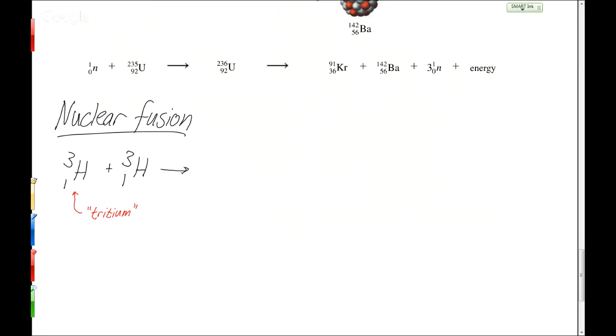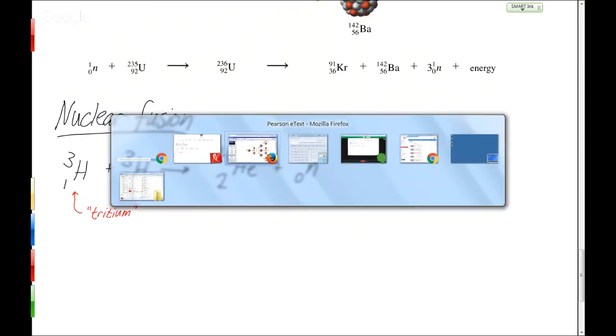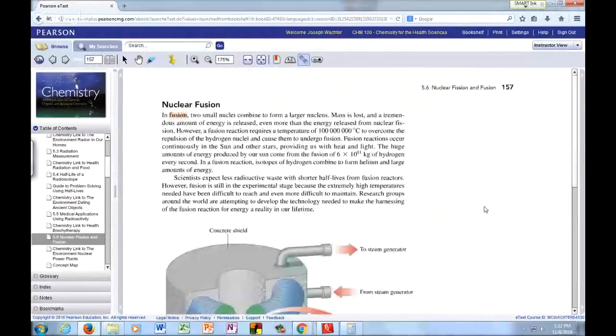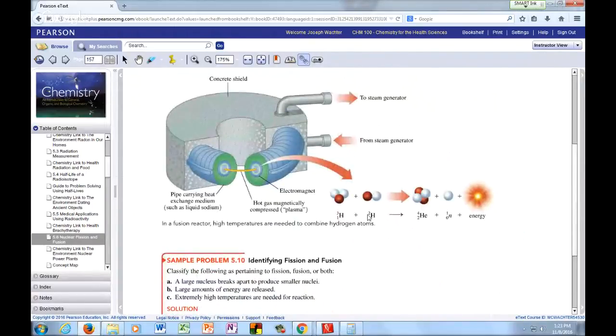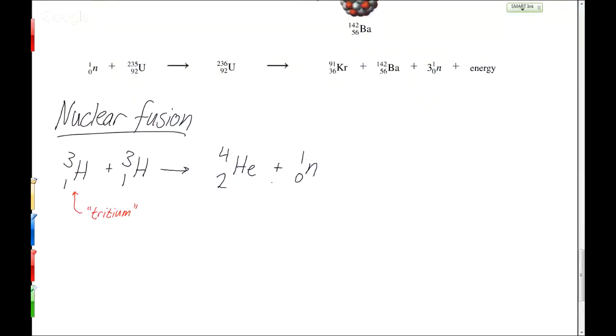So anyway, you can take 2 of these tritium nuclei, and you can combine them to make a helium nucleus and 2 neutrons. Wait, let me check this, because that doesn't work out. Oh, I'm sorry, a tritium with a deuterium. That looks better. And again, you get an enormous amount of energy when those two things are combined.